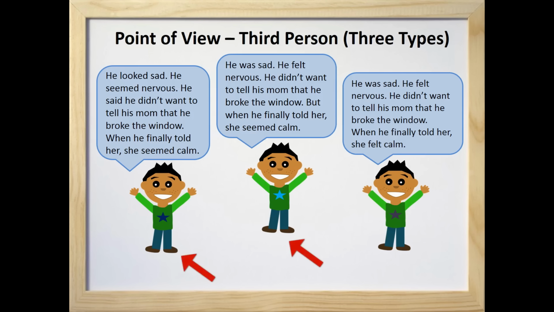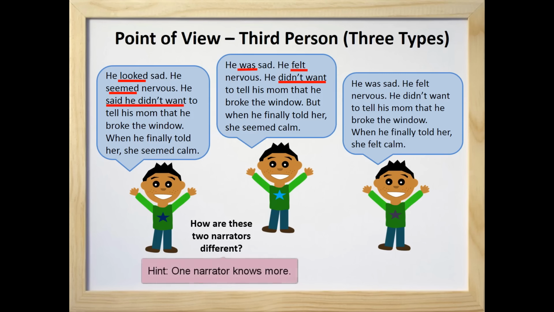Let's compare the first two narrators. How are these two narrators different? The first narrator says about the boy that he looked sad. He seemed nervous. He said he didn't want to tell his mom that he broke the window. But the second narrator says he was sad. He felt nervous. He didn't want to tell his mom that he broke the window. Can you tell how the narrators are different? I'll give you a hint. One of the narrators knows more than the other one. Which narrator knows more? The answer is that the second narrator knows more.